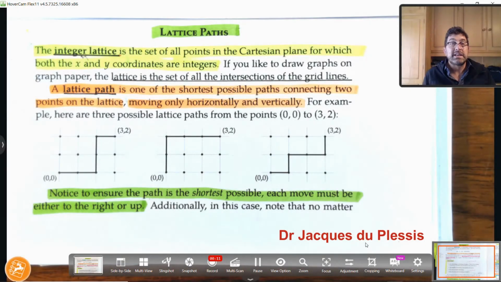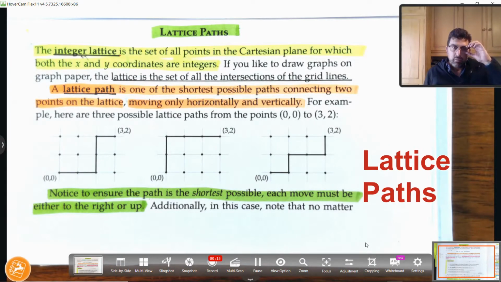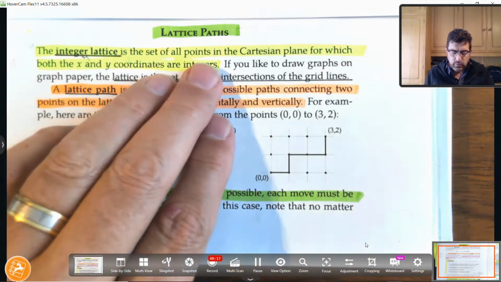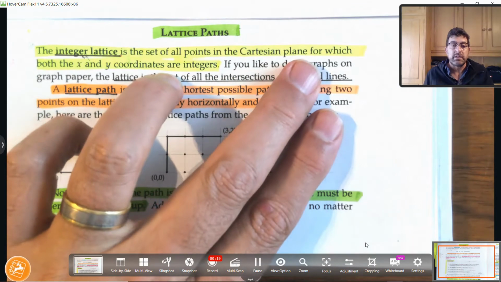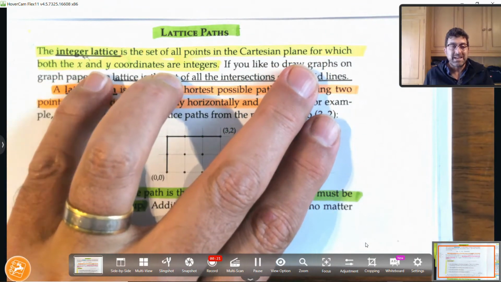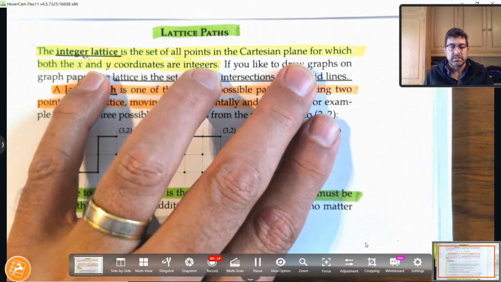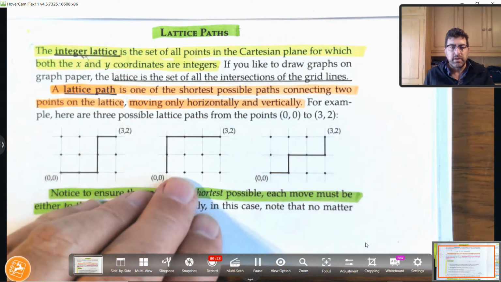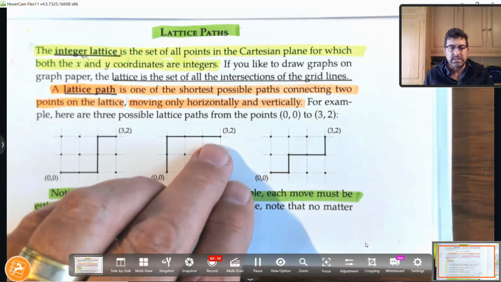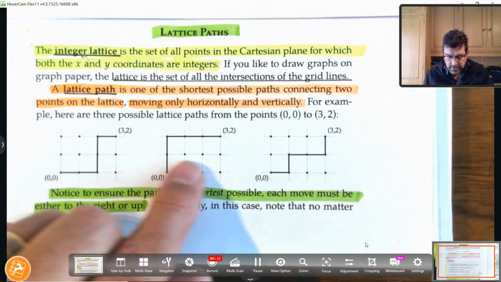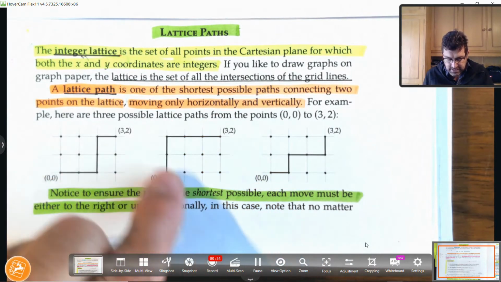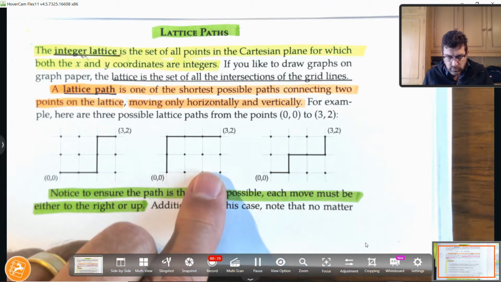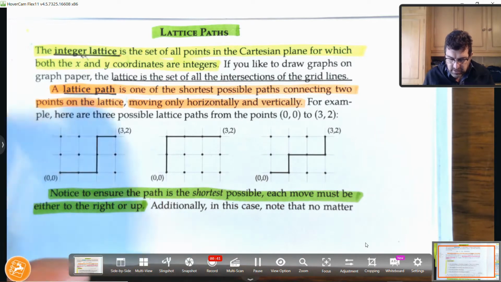Okay, we're looking at lattice paths. Well, what is a lattice path? An integer lattice is a set of all points in the Cartesian plane for which both the x and y coordinates are integers. Now, if you're used to drawing graphs on grid paper, this will be an integer lattice path, where these grids, where they intersect, are the points that we're going to follow. So we call that an integer lattice path.